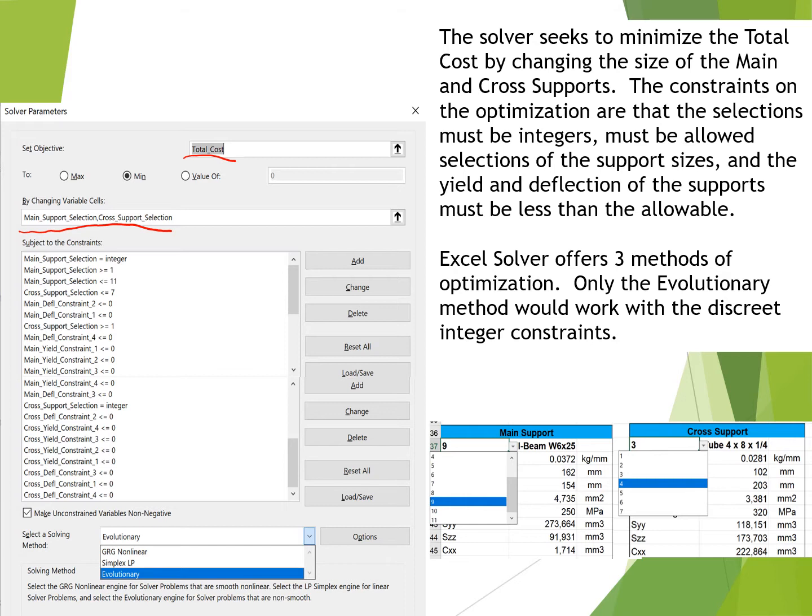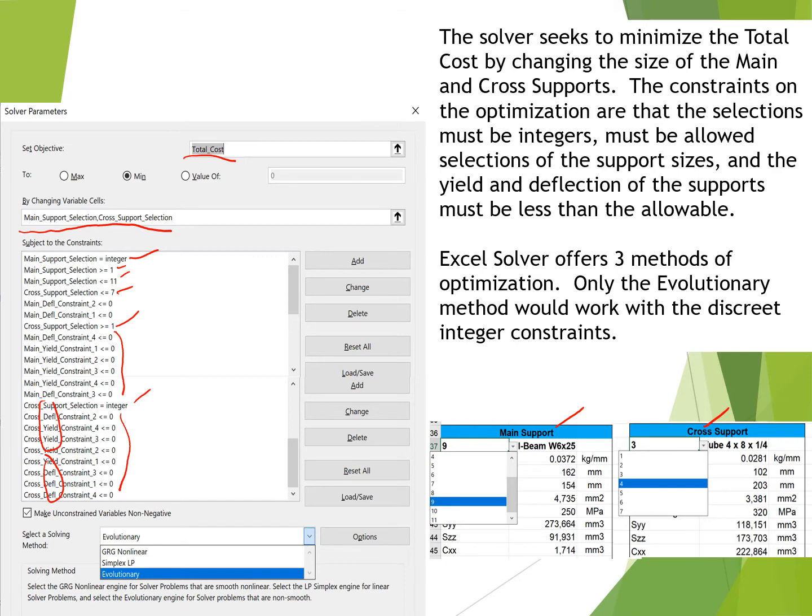The constraints on this are that both the main support and cross support selections must be integers, and they must be between the allowed values, 1 to 7 for the cross support, 1 to 11 for the main support. It then also seeks to make sure that all the other constraints are less than or equal to 0. Those are the yield constraints and the deflection constraints.